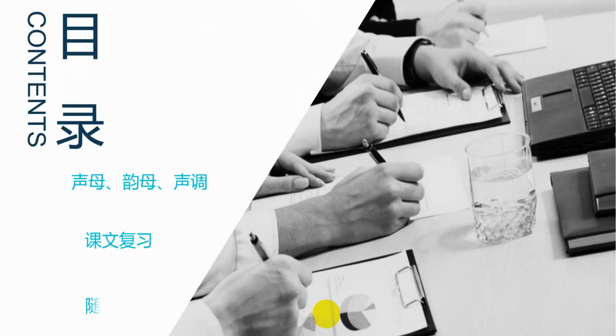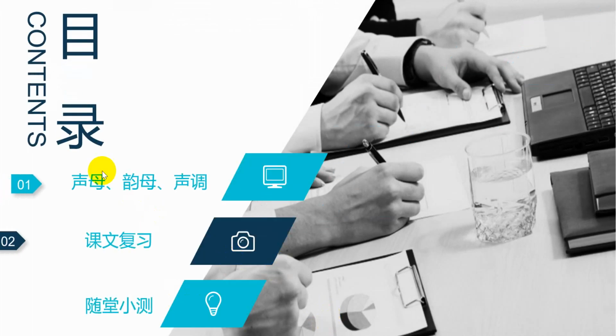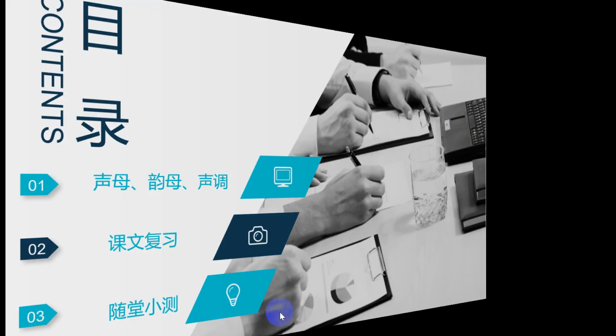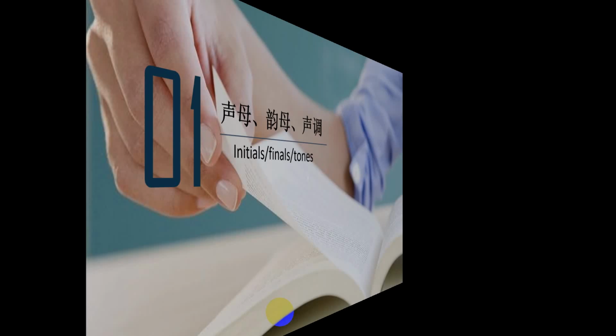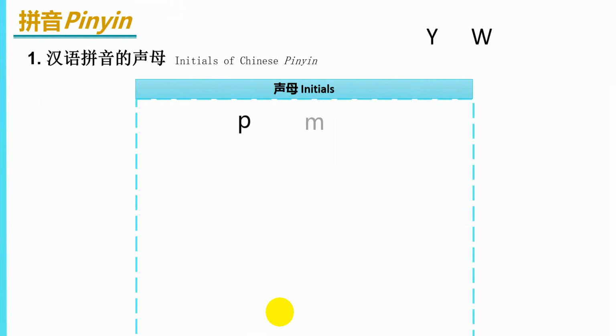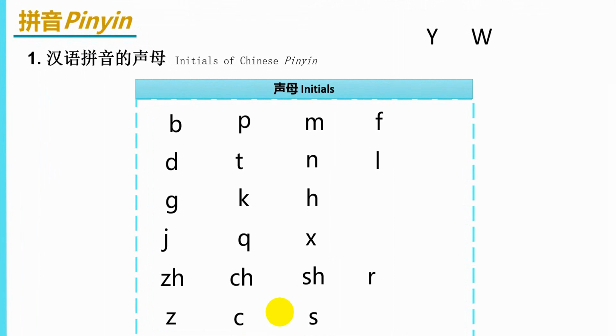Now the first part we learned is the initials, finals, and the tones. And then we will review the dialogue, and in part 3 we will talk about something of the little quiz. Okay, now the first part: initials, finals, and tones. At the first class we learned many initials and finals. There we have 21 initials. Did you still remember them? We can try to read together.